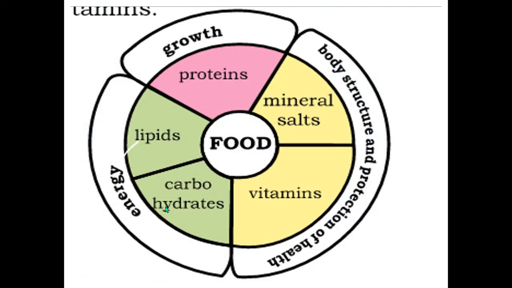Now here you can see the nutrients with their functions. I have told that the first nutrient is carbohydrate. Carbohydrate is the main nutrient which we should have in our food. Why should we have carbohydrate in our food? Because carbohydrate is the nutrient present in food which gives energy to the body.